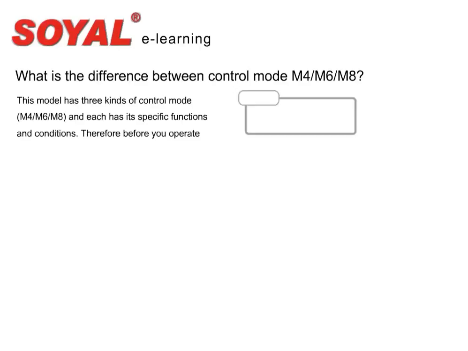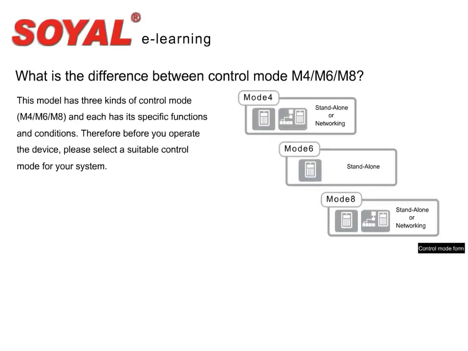Third, what is the difference between control mode M4, M6, and M8? Our controller has 3 kinds of control mode, M4, M6, and M8, and each mode has specific functions and conditions. Therefore, before you operate the device, please select a suitable control mode for your system.